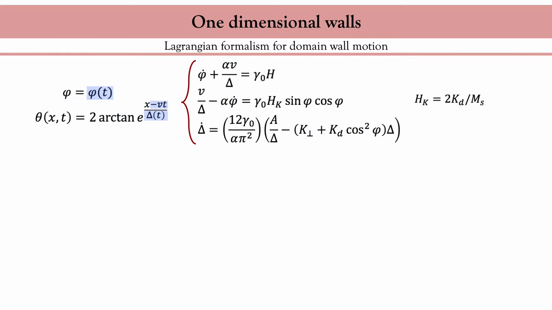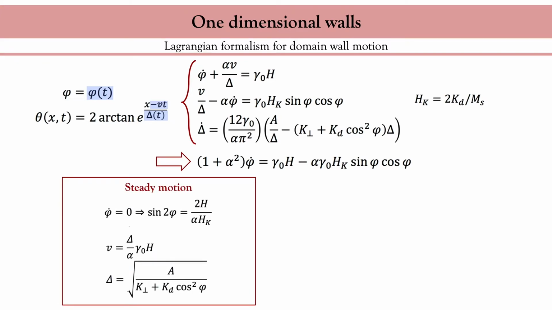We obtain an explicit equation of motion of the azimuthal angle here. Now let's try to solve it. First, consider the condition for steady motion. In this limit, the time derivative of the azimuthal angle is 0. And the azimuthal angle is determined by the ratio between the applied magnetic field and the dipolar anisotropy multiplied by the damping.